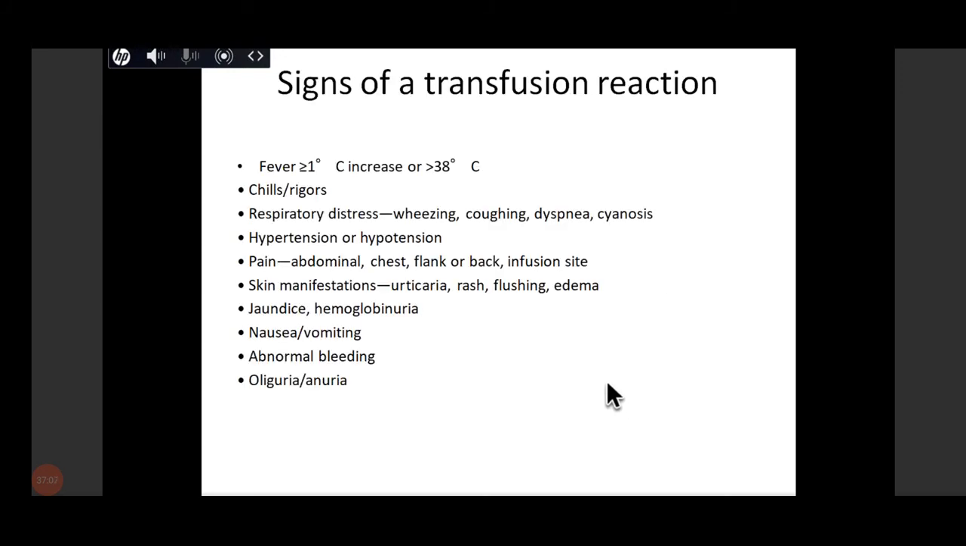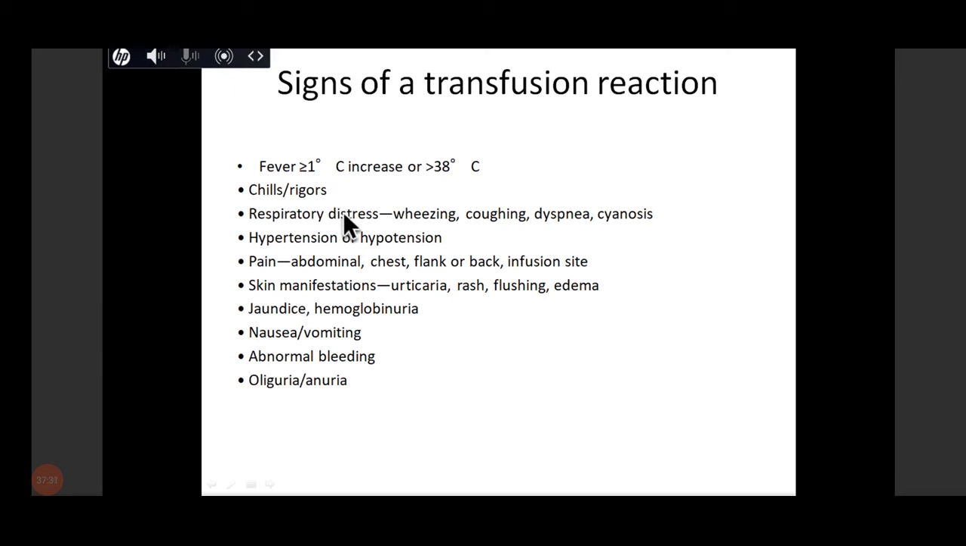So, what are the signs of transfusion reaction? This is clinically important when you become an intern. When you are an intern posted in the ward, you should know what is required at your level, at the stage when you're seeing a patient with transfusion reaction. Okay? The patient usually complains to you of fever, chills, and rigor. These are usually very common.